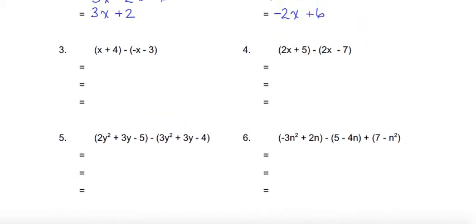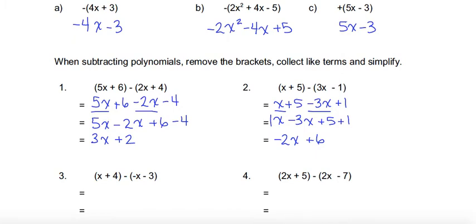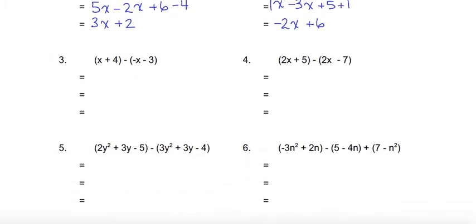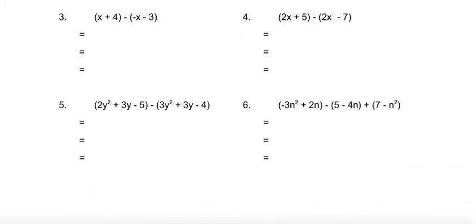Next example. Our first polynomial, there's no sign out front, so it just stays the same, x plus 4. I'm subtracting the second polynomial, so I am changing the signs, so I'm writing the opposite polynomial. So my negative x becomes a positive x. Our negative 3 becomes a positive 3.